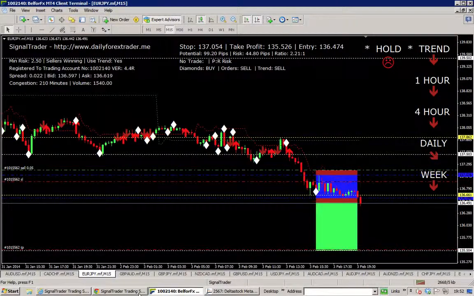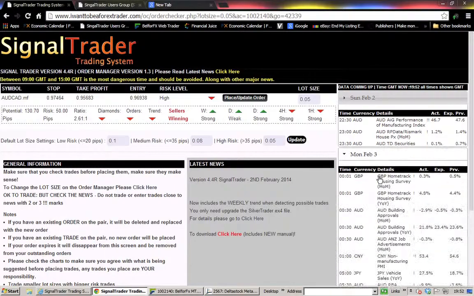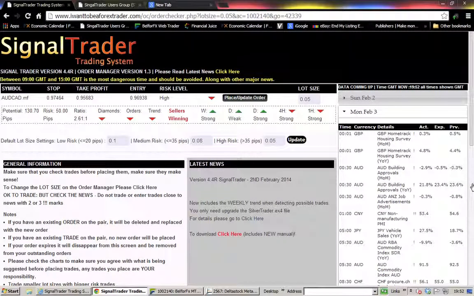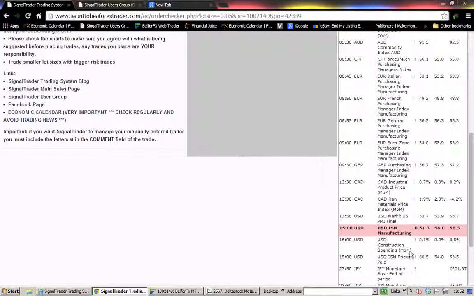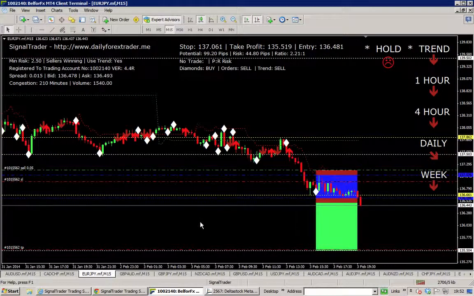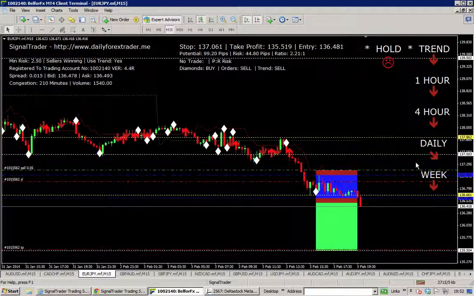You could, incidentally, with the trading system, get news as part of the web interface, and we can see that there's absolutely nothing going on. So why it's dropping, I don't know. Probably just because there's so much pressure in favour of the yen at the moment. They're just going to take it out, and I suspect it'll just keep going down to here and bounce off the bottom there.